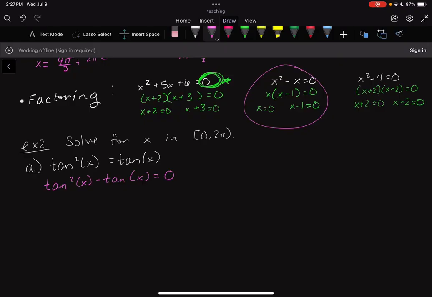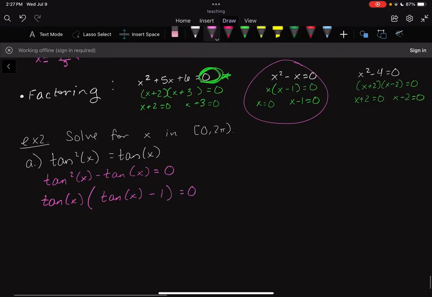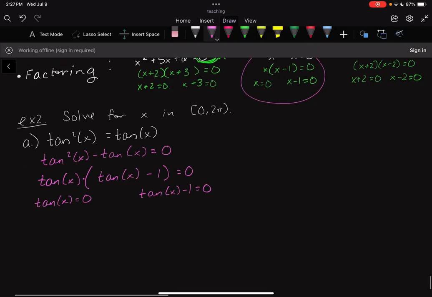At this point, I can factor out a greatest common factor. In this case, that would be tangent. And I'd be left with tangent x minus 1. Then I can split up, because anytime you have something multiplied by each other, you can set them both equal to 0. So this would become tangent x equals 0 and tangent x minus 1 equals 0. And so I'm going to solve these separately.